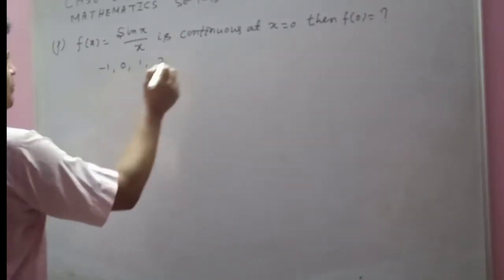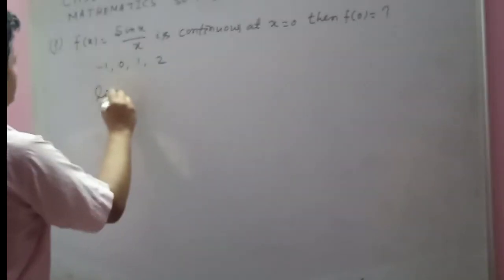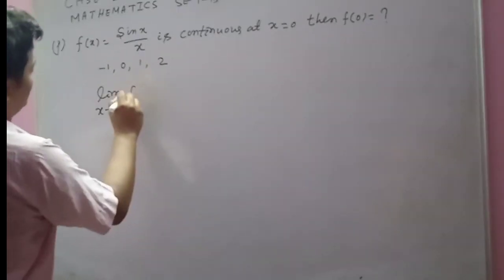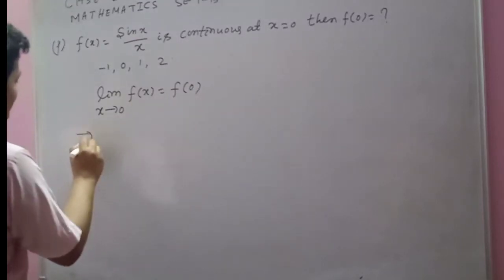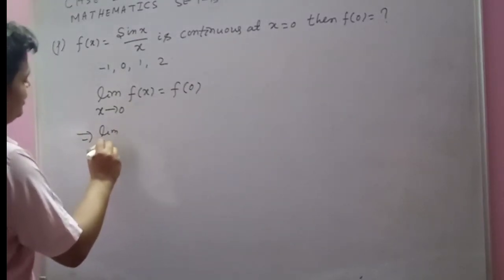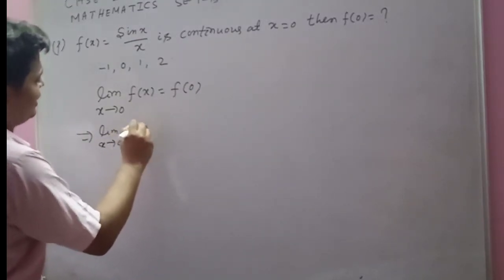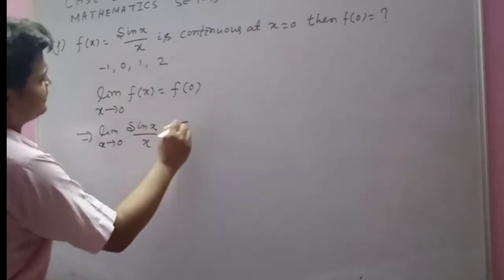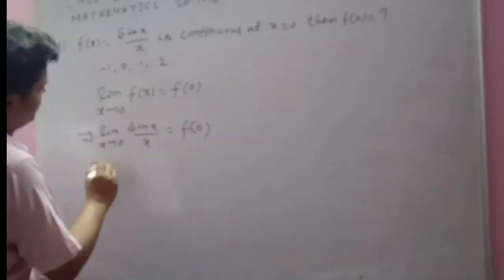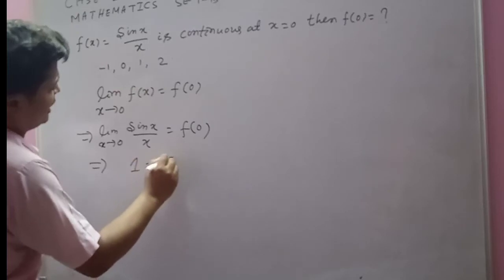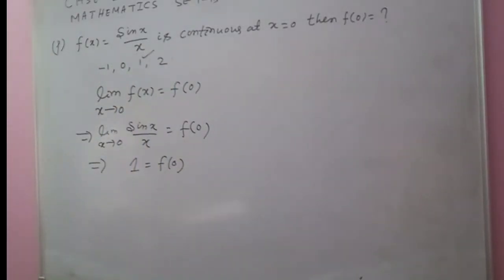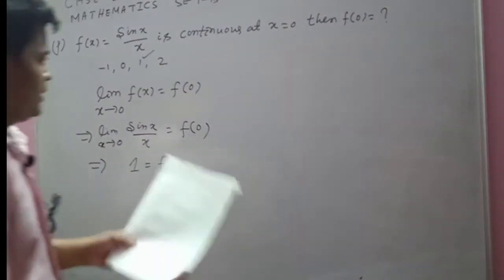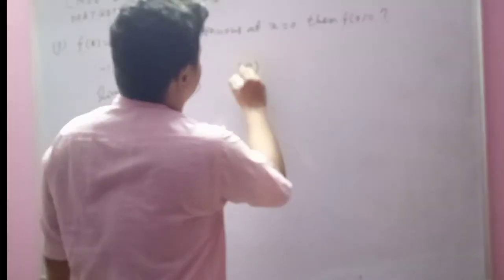Since the function is continuous at x equal to 0, limit x tending to 0 of f(x) must be equal to f(0). What is limit x tending to 0 of sin x by x? This is a formula we all know, 1. So the answer is 1. Come to the next question.